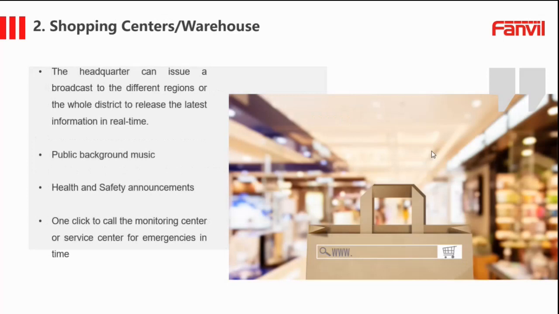Shopping centres, warehouses. The headquarters can issue a broadcast in different regions if you so wish via dialing in. So they can simply dial into the shop, and if there's something going on, please lock down the shop, this is a thing, please evacuate the shop, blah blah blah. You can have your background music going, you can have, say, health and safety going. Health and safety is really a good opportunity here for you if you just sit down and work through. If you want to talk about it more, just give us a call. You've got one click to call monitoring centre, service centre for emergencies, etc. So naturally, of course, the PA3 is fundamentally also a phone.